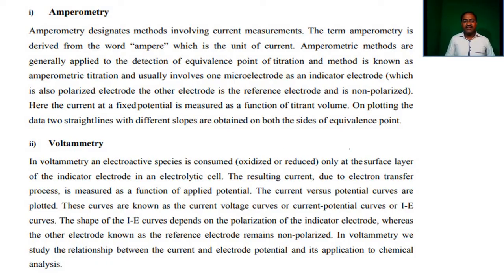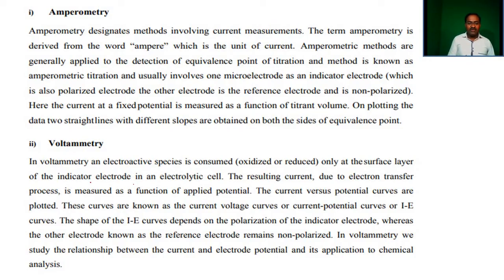Amperometry designates methods involving current measurements. The term amperometry is derived from the word ampere. Ampere is what? It is a unit of current. These amperometric methods are generally applied to detection of equivalence points of titration, and the method is known as amperometric titrations.